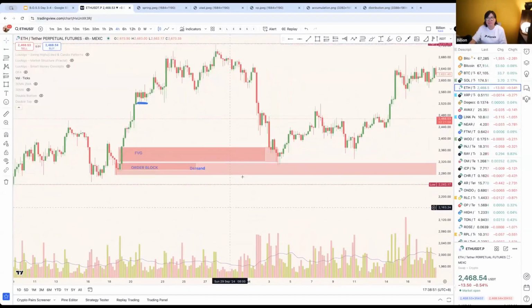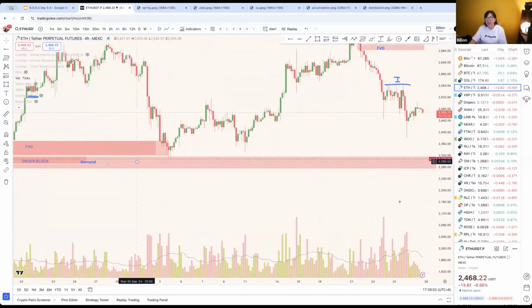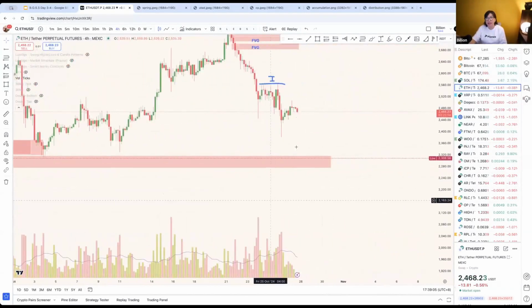So one is mitigated. This is no longer in use. But once this is mitigated, based on the criteria, this is still a demand zone. So this demand zone can be touched one time, can be touched two times, or it may never be touched. It can come down and touch.